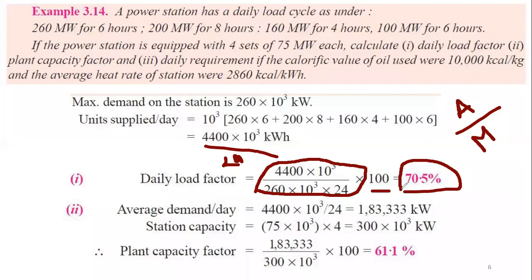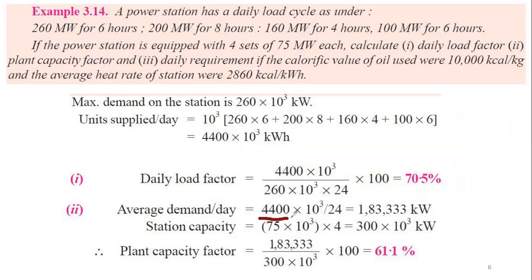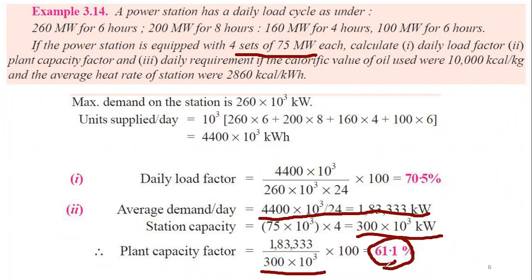The next thing is the plant capacity factor. We know the plant capacity factor equation is average demand by plant capacity. Average demand we can easily get from this divided by 24. And station capacity is already told: we have 4 sets of 75 megawatt generators. So if we multiply 4 into 75, we get the total capacity, 300 megawatt. So the plant capacity factor will be the average demand divided by the station or plant capacity. We finally get 61.1%, which is basically how much we are using of the plant capacity.